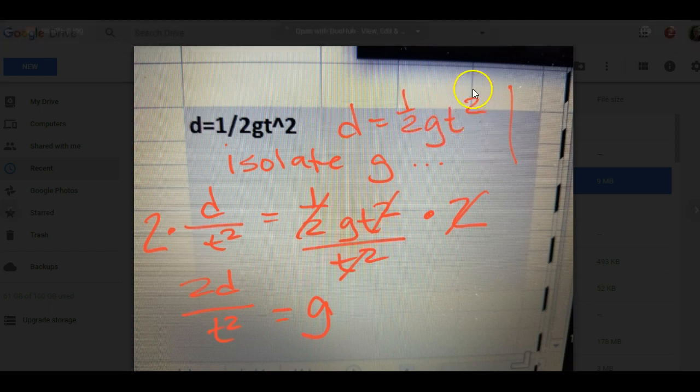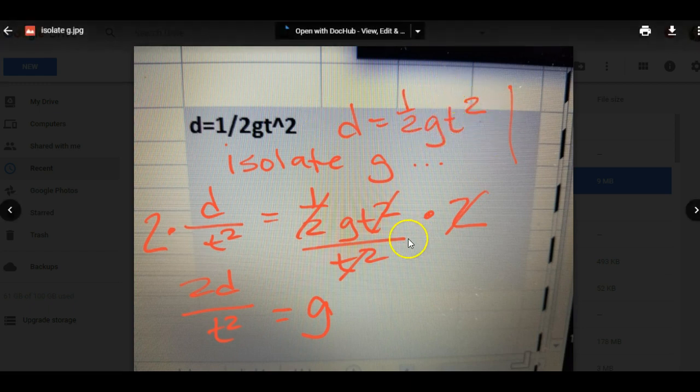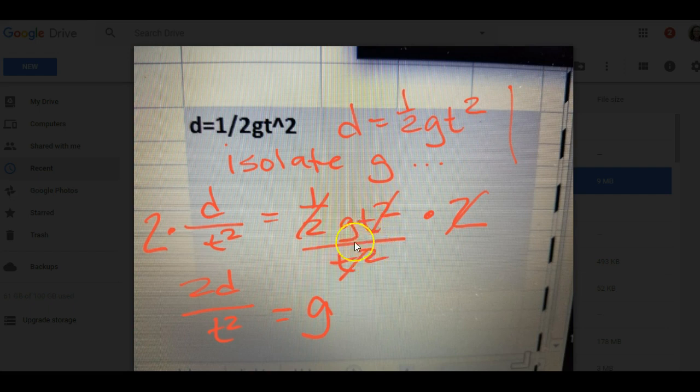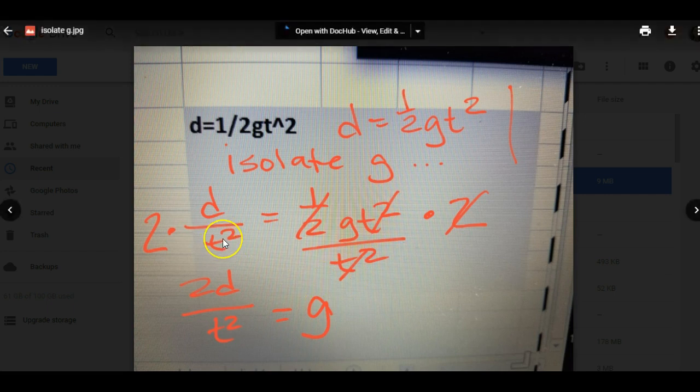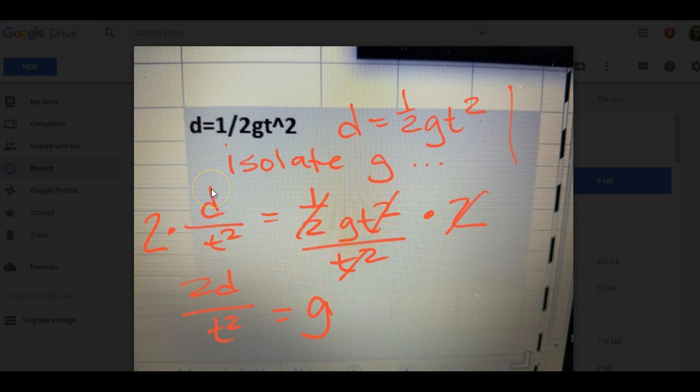So the first thing is I'm going to get rid of t squared. How am I going to do that? I'm going to divide the whole thing by t squared, because this is really t squared over 1 divided by 1 over t squared. That cancels out, okay? But in order to do that, I need to also divide distance by time squared. So now we have 1/2 g equals d over t squared.